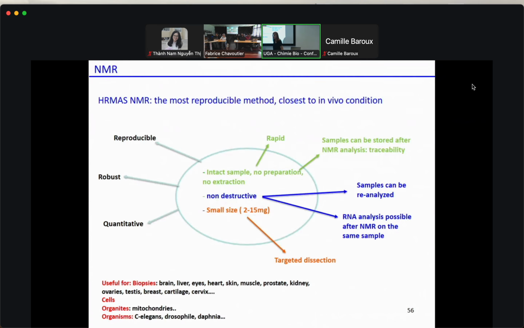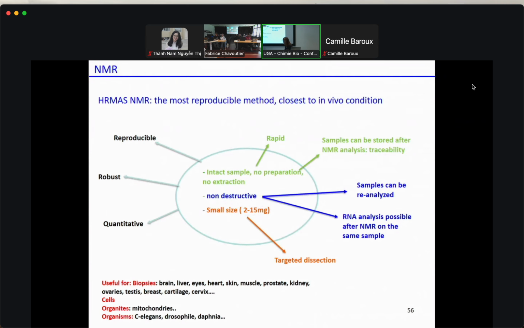People who have focal epilepsy have surgery, and the surgeon removes the foci where the seizure starts. I have a lot of samples from these patients who had surgery for epilepsy, and we have used this kind of metabolomics with the intact biopsies. We can do targeted dissection because we use very small samples, 1 or 2 milligrams. So this is an interesting method to do metabolomics on intact samples.